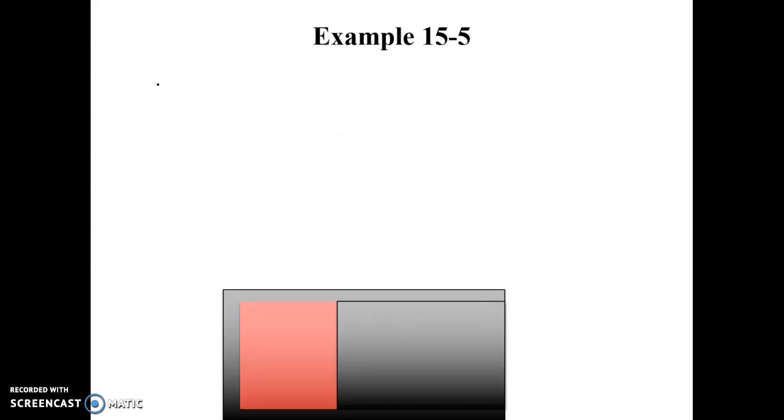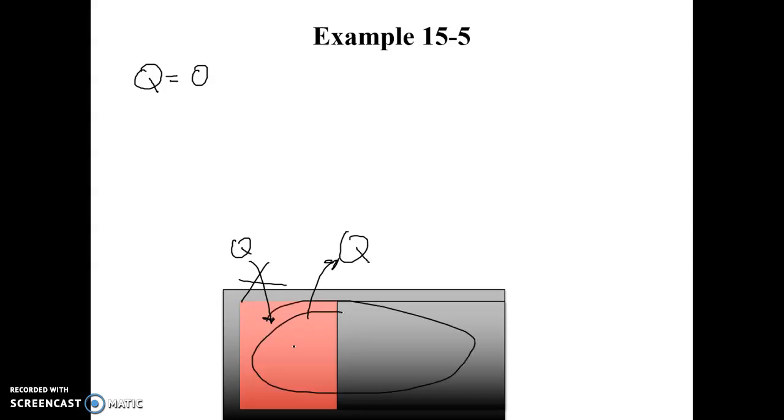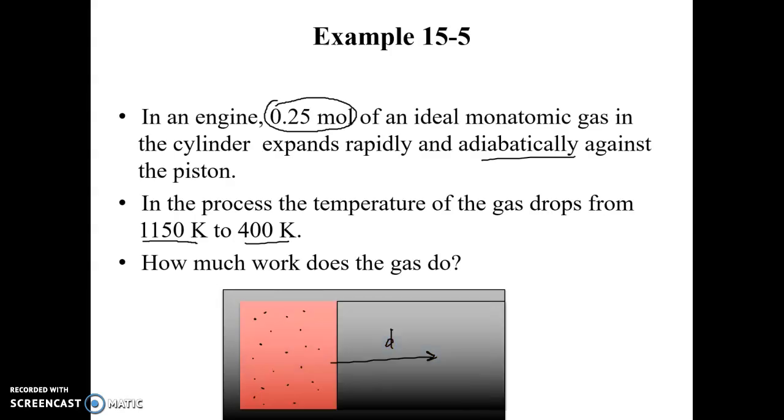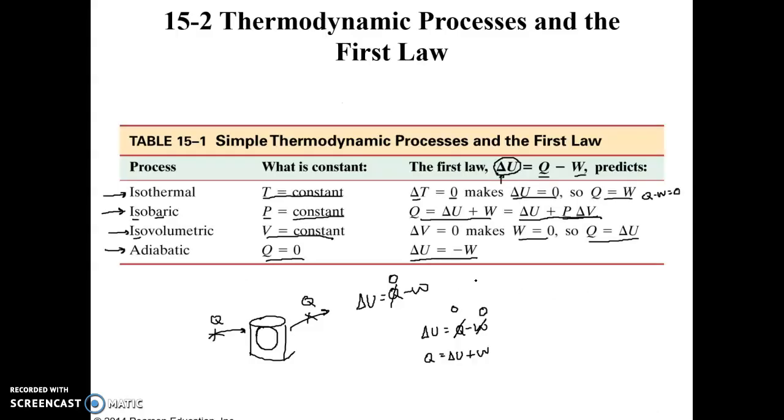Okay, so the problem statement said it was adiabatic. So that means that heat flow is 0. There's no Q going in, and there's no Q going out. All of the heat energy stays inside the system. And so from our previous slide, we saw that if it's adiabatic, what does that mean? It means delta U equals negative W.